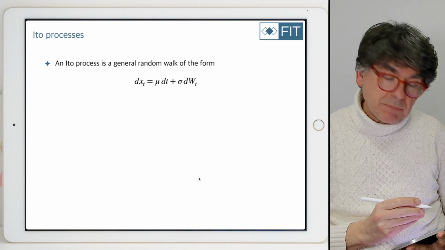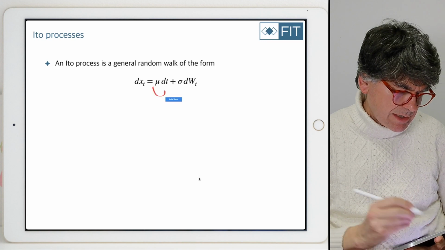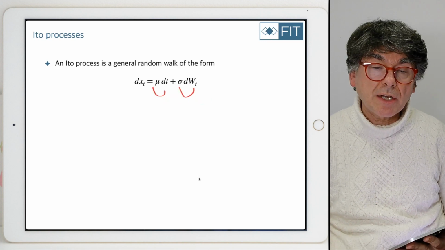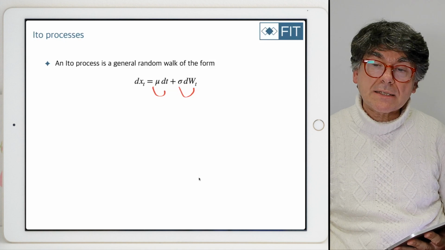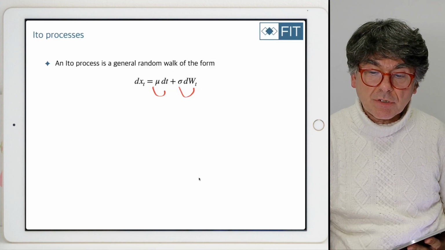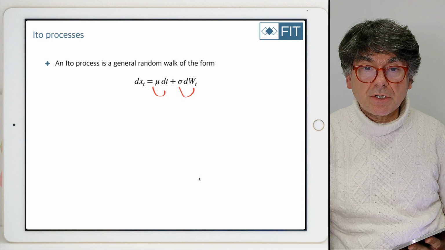And this is a very interesting blend because you have traditional calculus and stochastic calculus in the same equation. It blends the stochastic nature and the traditional calculus nature into a single equation.